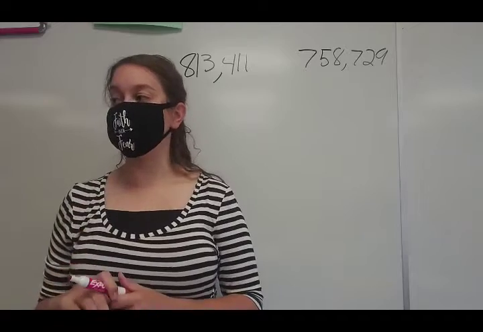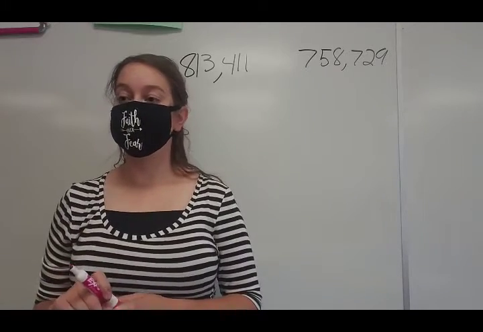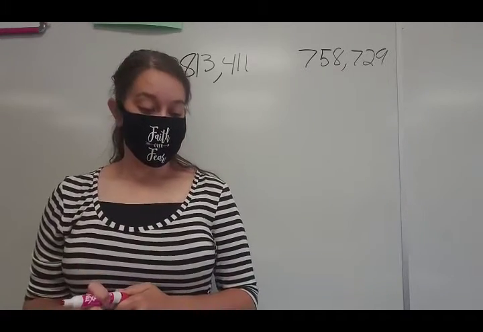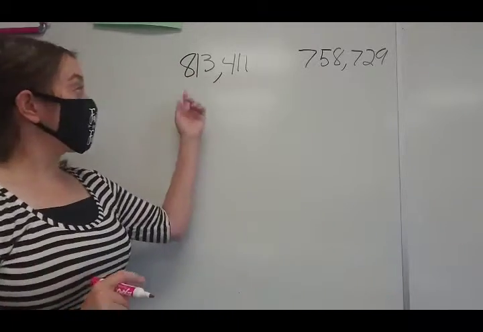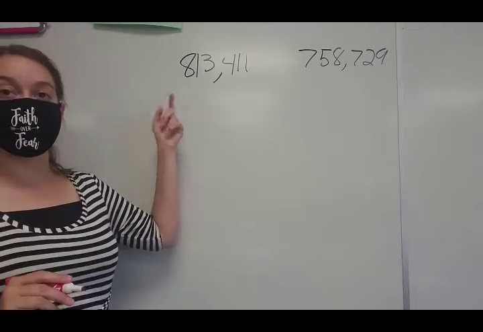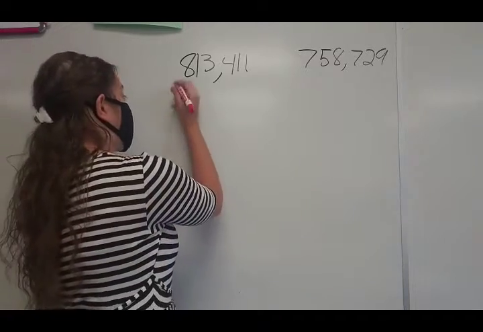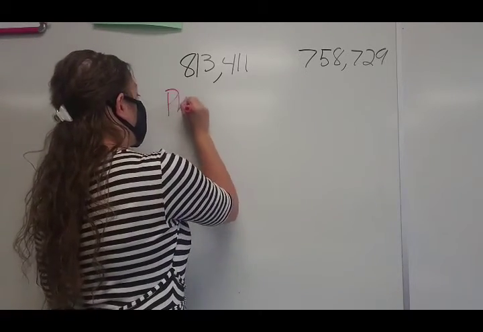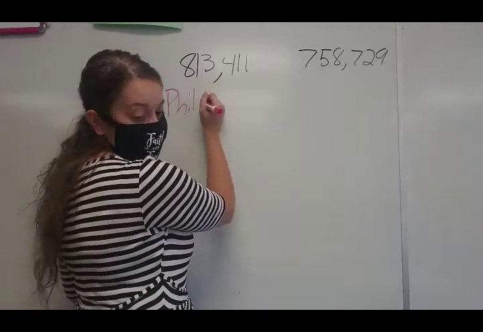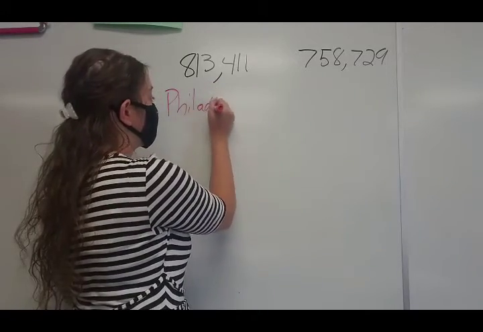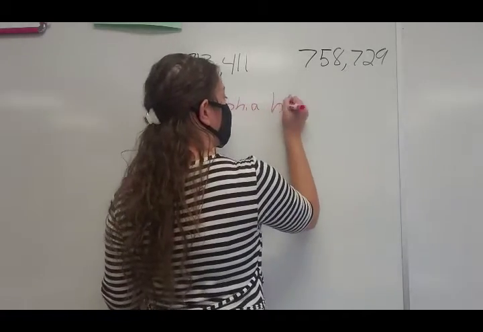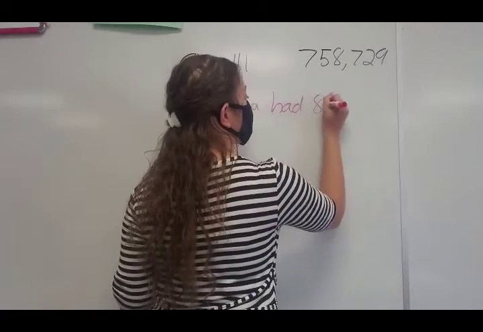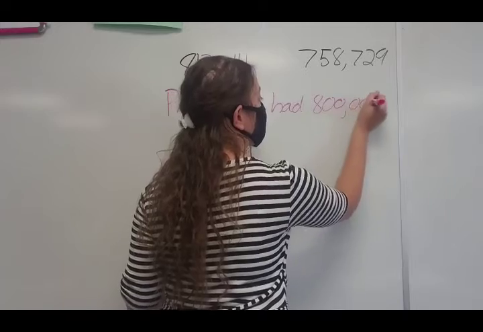Mask up, please. Thank you. Now it says, how do you know? Well, we have an 8 in the 100,000 place, right? So for the how did you know, Philadelphia had 800,000. Make sure you write it with 5 zeros.